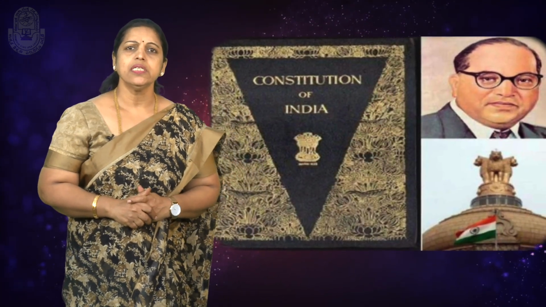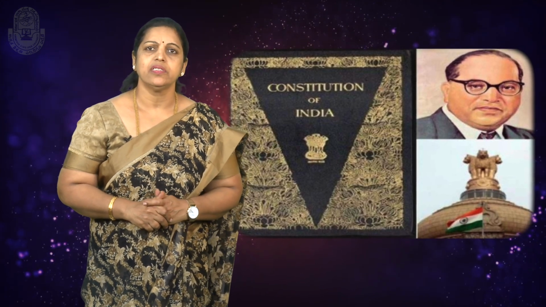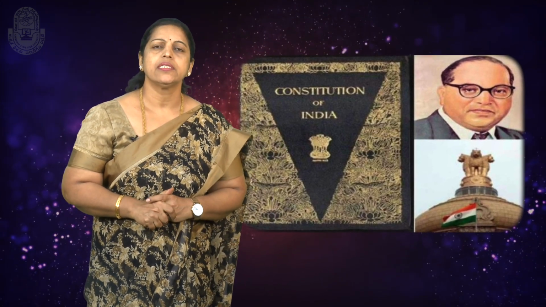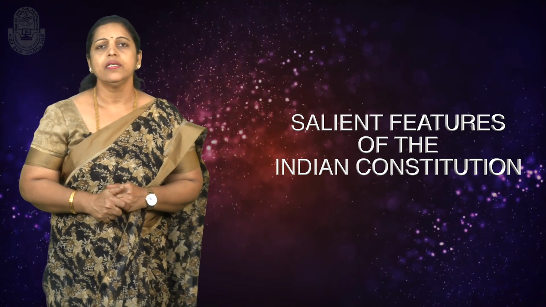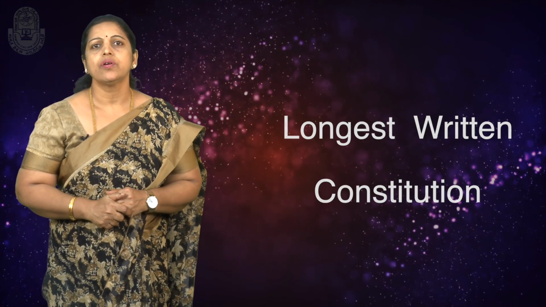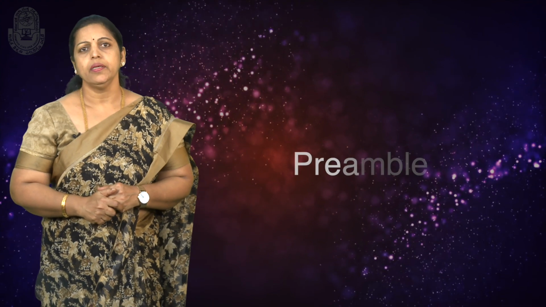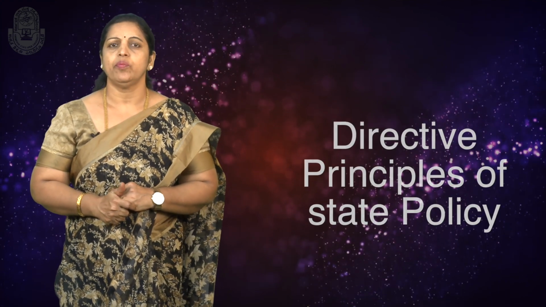Every written constitution in the world has its own unique characteristics. The Indian constitution is not an exception to it. It has many prominent features that distinguish it from other constitutions. These distinguishing characters are called the salient features of the Indian constitution. They are: the lengthiest written constitution. Secondly, it has a preamble. Then it has fundamental rights and directive principles of state policy.